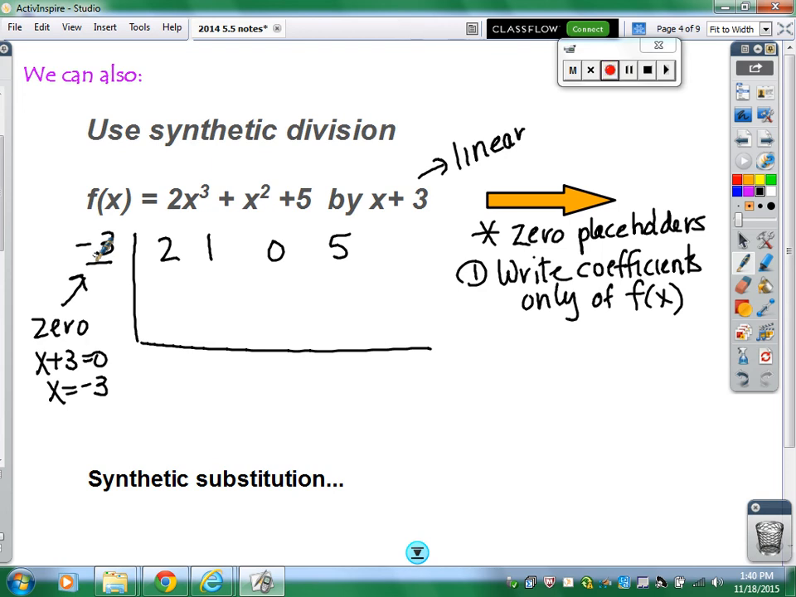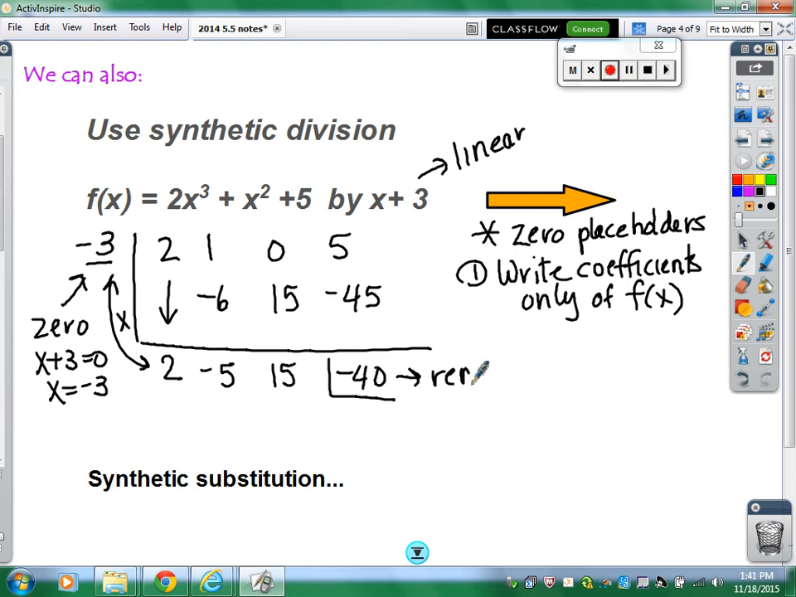All right, we're going to drop down the 2. Then we're going to multiply these two together. And then repeat. Okay, so multiply, we get negative 6. Add, we get negative 5. Multiply again, so that process: multiply, add, multiply, add. Multiply, we get 15. Add. Multiply again, we get negative 45. And then add, so we get negative 40. This is my remainder.